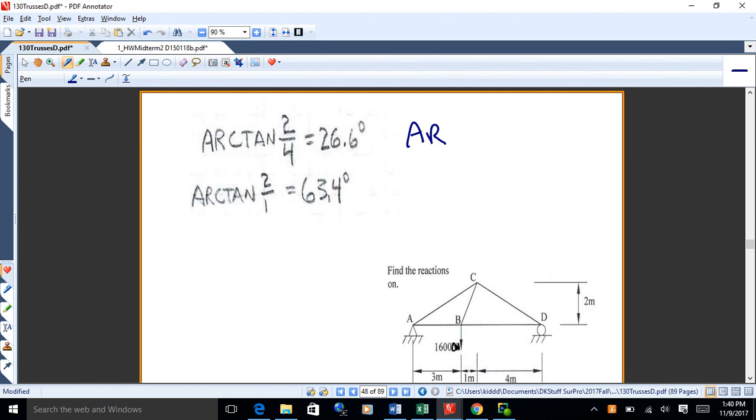Oh, those both are 2 to 4. C's in the middle, eh? Oh, okay, good enough. Okay, so there are those angles. Good with that? Okay. All right, now once you got the angles, you got the reactions, you're good to go.